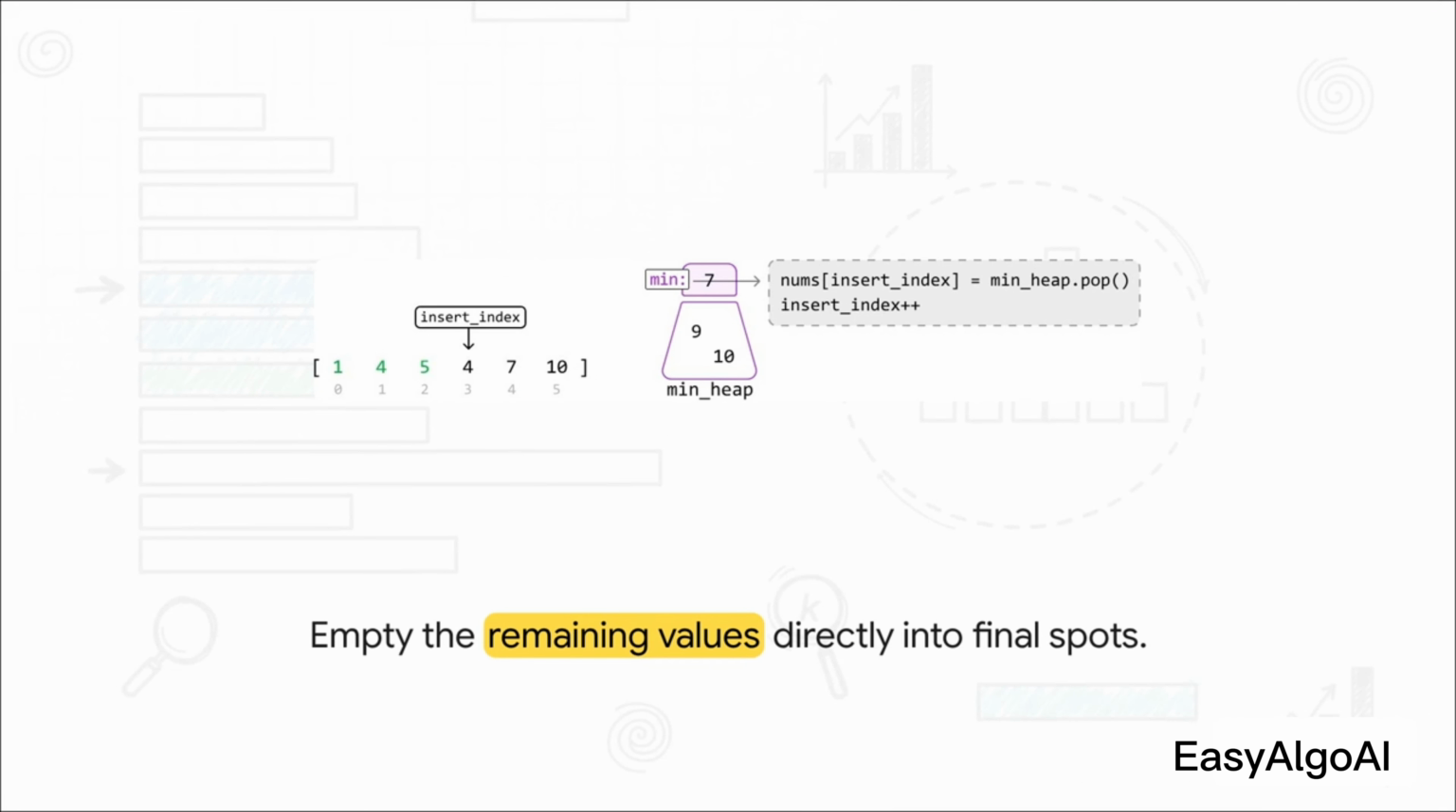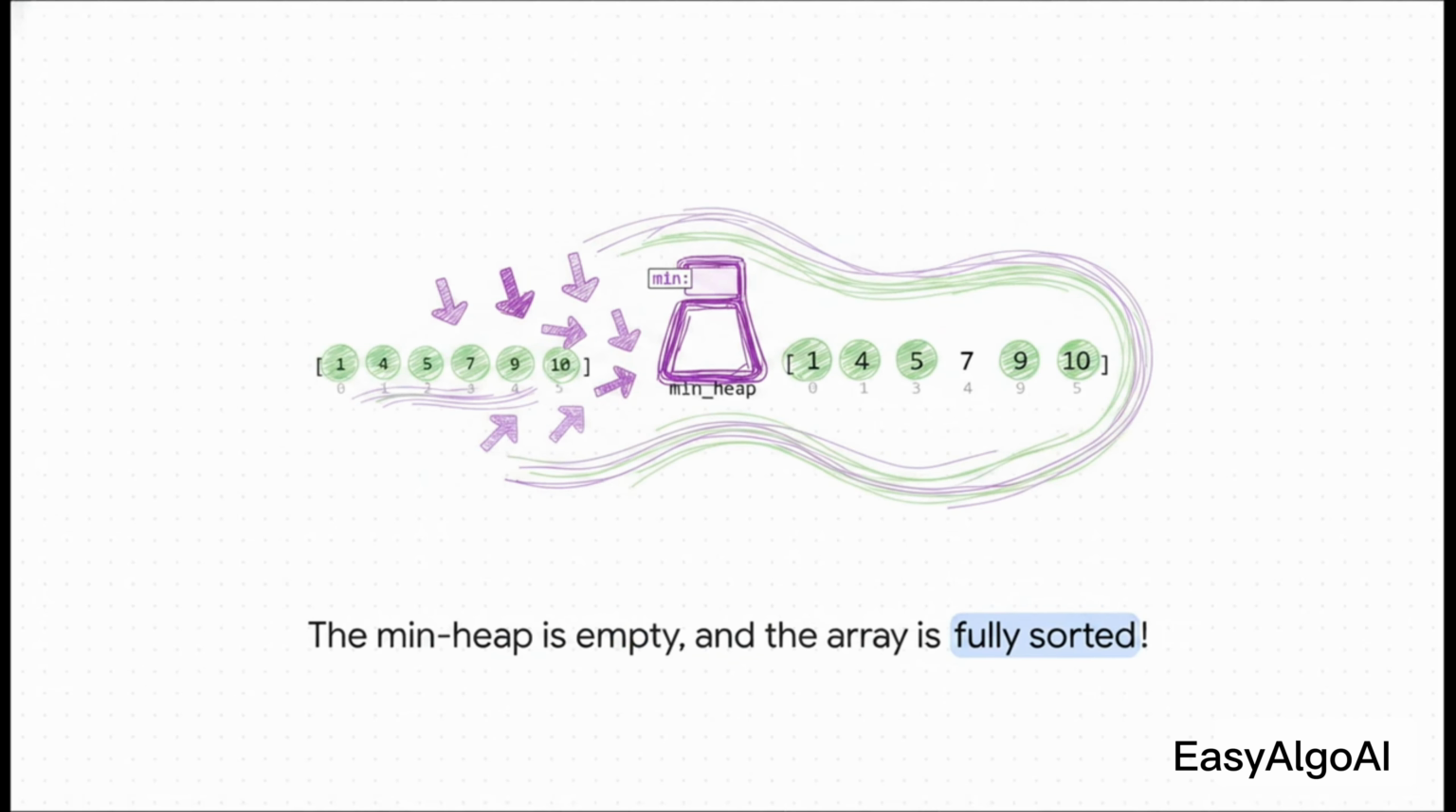Eventually, of course, we hit the end of our original array. We completely run out of new elements to push. When that happens, our heap still has k items sitting inside it, but we don't need to push anymore, we just empty out whatever is left. We pop them one by one, dropping them into the final empty spots of our array. And just like that, the moment the heap is empty, our entire array is perfectly sorted. Literally, every element has naturally trickled down into its rightful place.